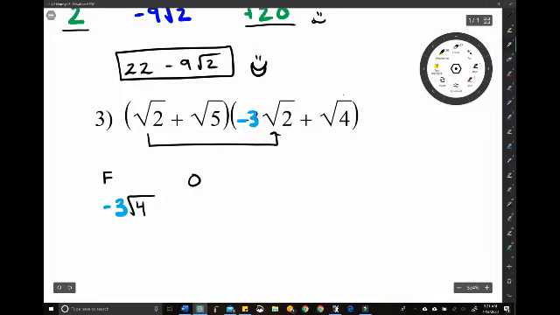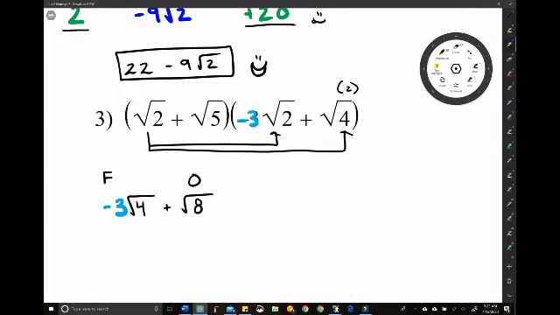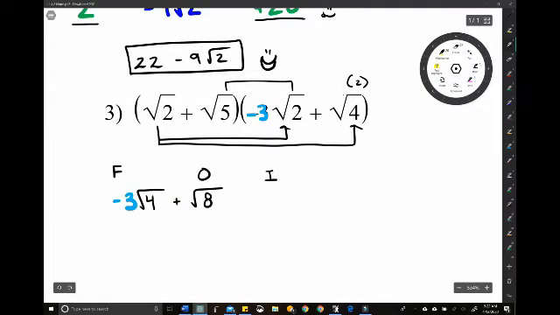Outers, square root of 2 times the square root of 4. Well, that would be the square root of 8. Okay, if you notice already, this is just 2. You could simplify that, but let's just continue with this here. Inners, square root of 5 times negative 3 square root of 2. So remember again that negative 3 is going to be out front, so minus 3 roots of 10.